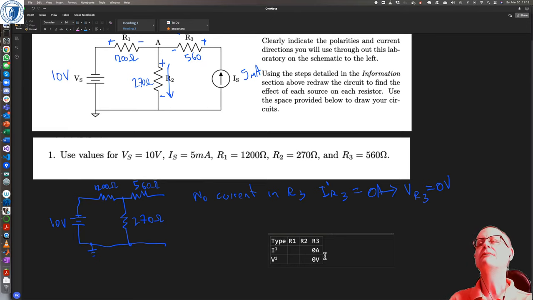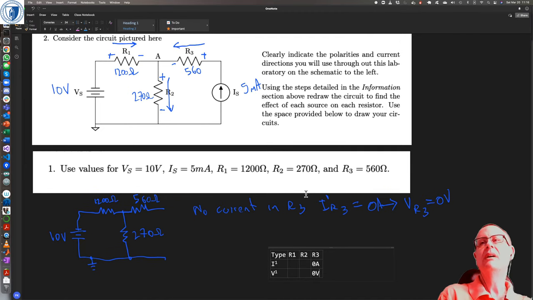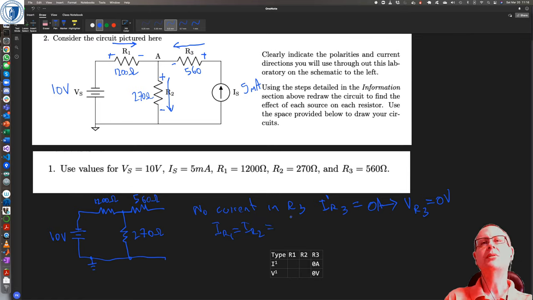Okay, so then it's just a matter of figuring out what IR1 and IR2 are, right? If there's no current in R3, that means the same current flows through R1 and R2, right? And that current value, so that says IR1 equals IR2 equals 10 volts divided by 1470, right? We've got 270 plus 1200. And let's see what MATLAB says that is.